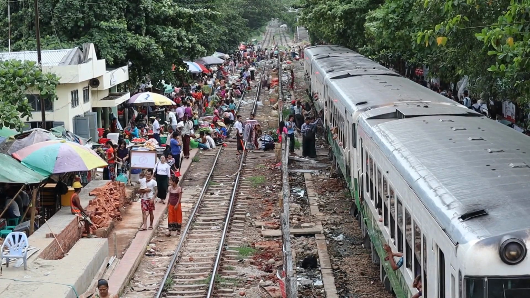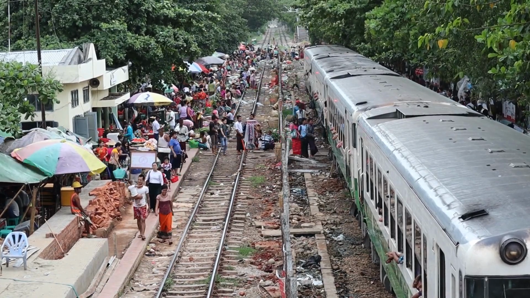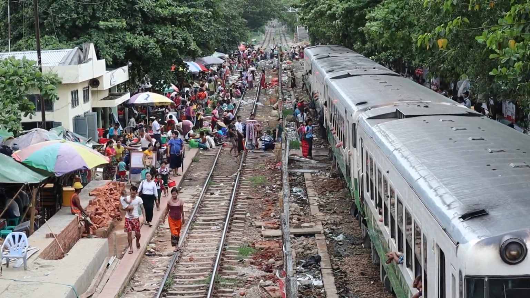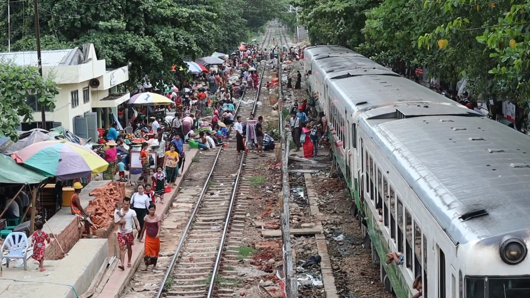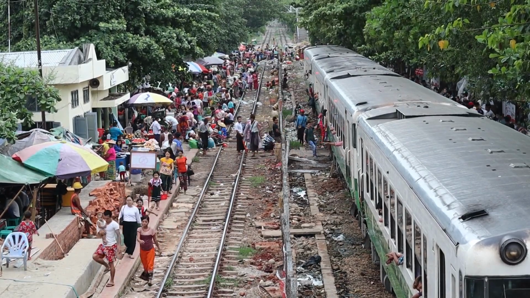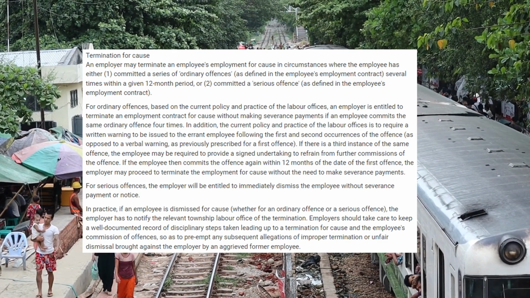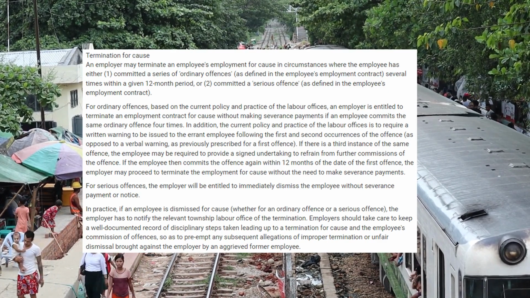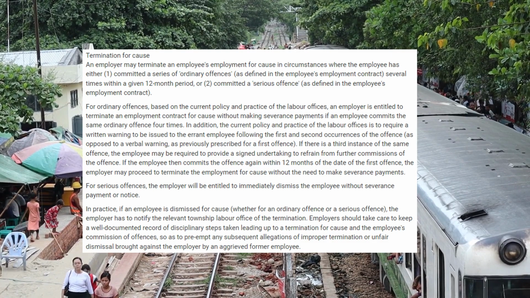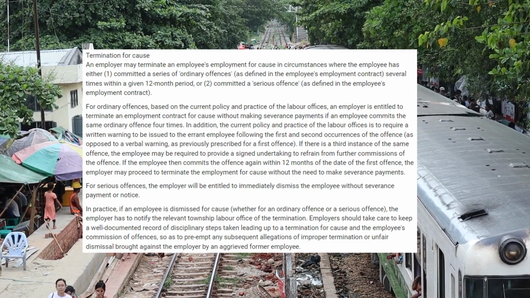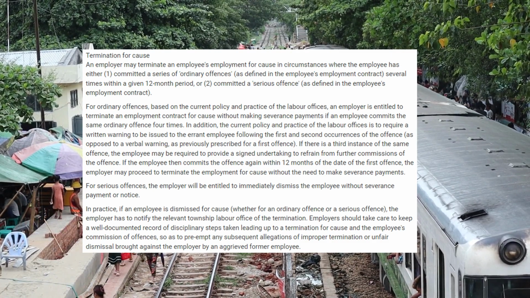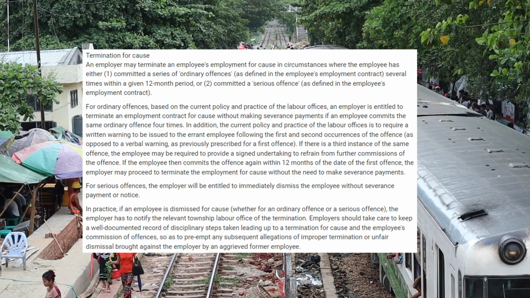You can do a termination for cause where the employee has committed a series of ordinary offenses several times within 12 months, so similar to America's progressive disciplinary policy, or committed a serious offense as defined in the employee's employment contract.